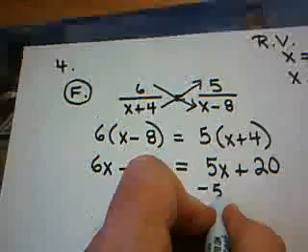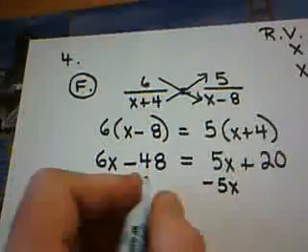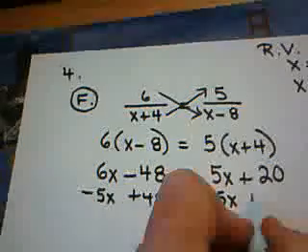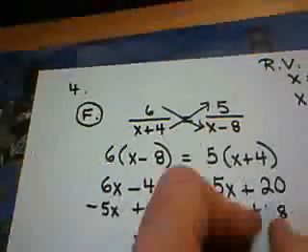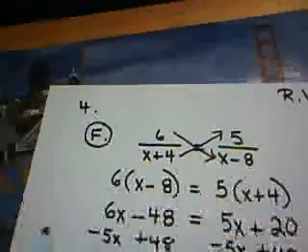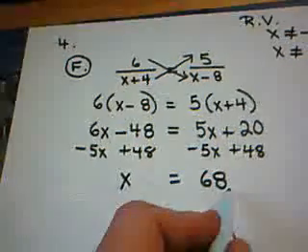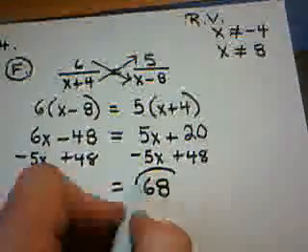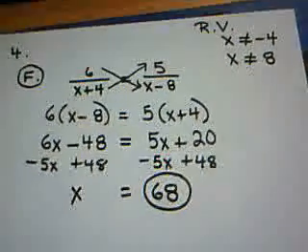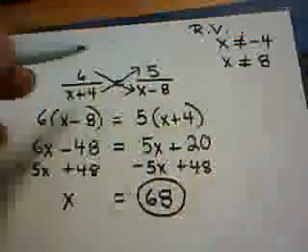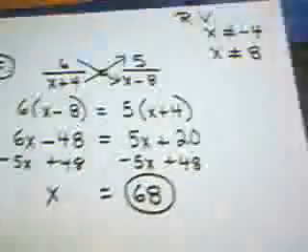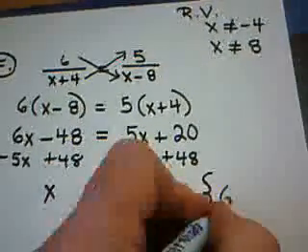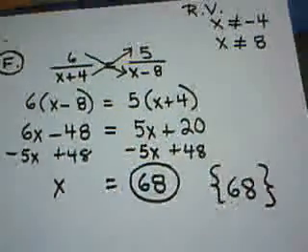So x's are coming over here, adding 48. I'm going to bring my numbers over here. So Florida has x in it. Georgia has 68 in it. In other words, all the x's go to one state, all the numbers go to the other. My answer is 68, and I don't actually have to go back in and check unless I want to. This answer is not one of the two restrictions. 68 is not a restricted value, so I'm cool with that answer, and that would be my solution set.